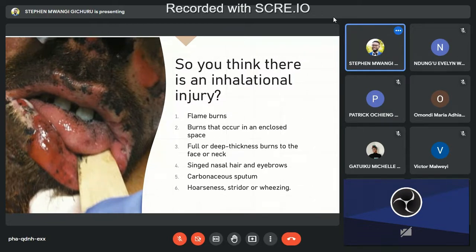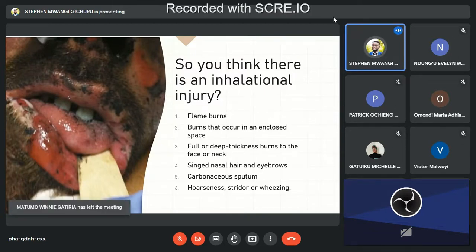Good. So how do you know that someone has an inhalational injury? Look at this patient of ours. First of all, they tend to be flame burns, which just explode on their face. So again, the face is affected, face and neck. It doesn't have to be deep or full thickness burns, but they tend to be mostly face burns. Okay, flame burns.